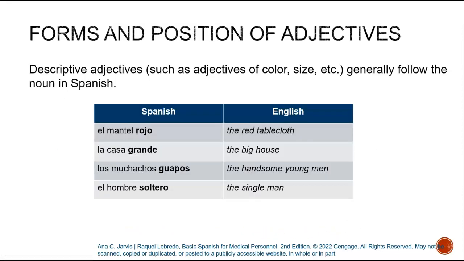Okay. So here are some examples. El mantel rojo, la casa grande, los muchachos guapos, y el hombre soltero. Colors are adjectives, guys. So let's pretend we're talking about a chair, which would be la silla. Then it wouldn't be rojo, it would be roja. But if an adjective ends with an E, you're only going to have like inteligente, singular and plural. Again, just a few examples to see it in action.